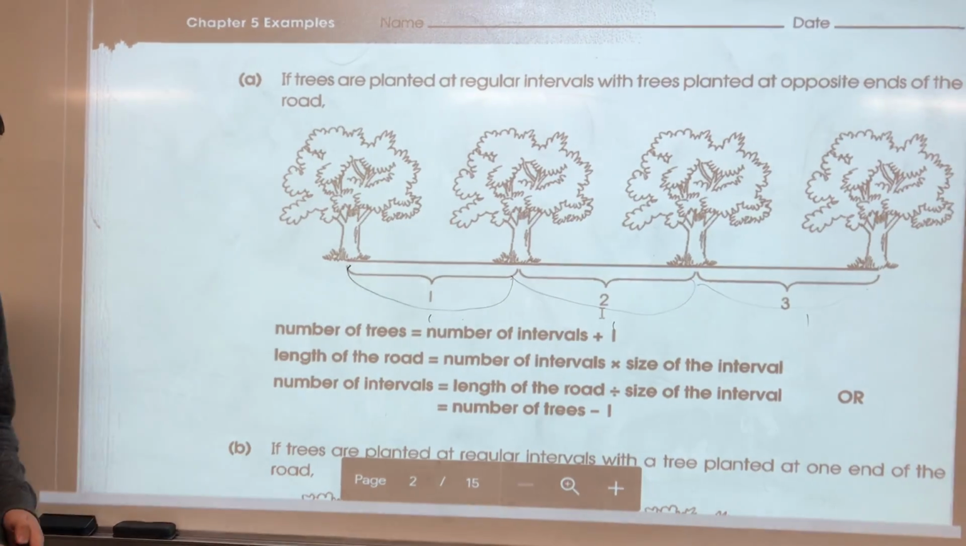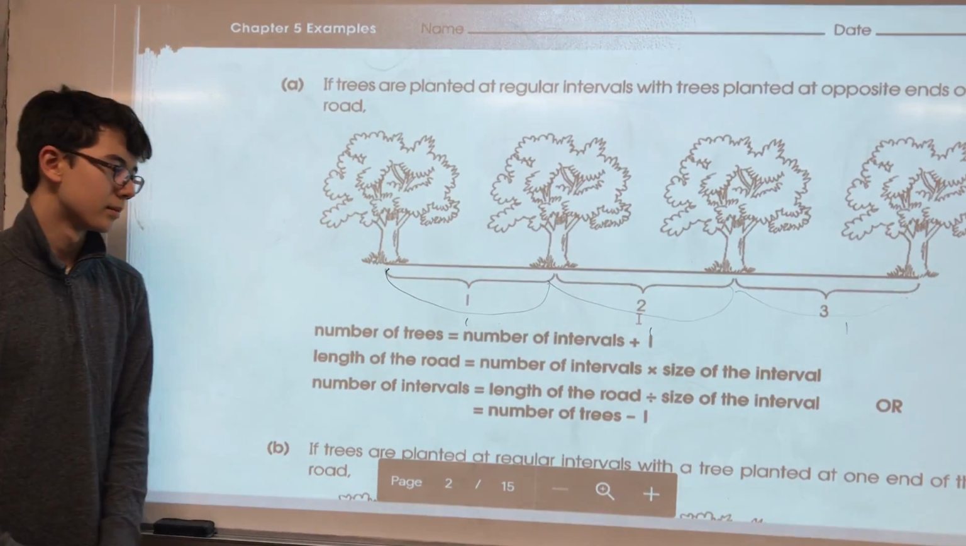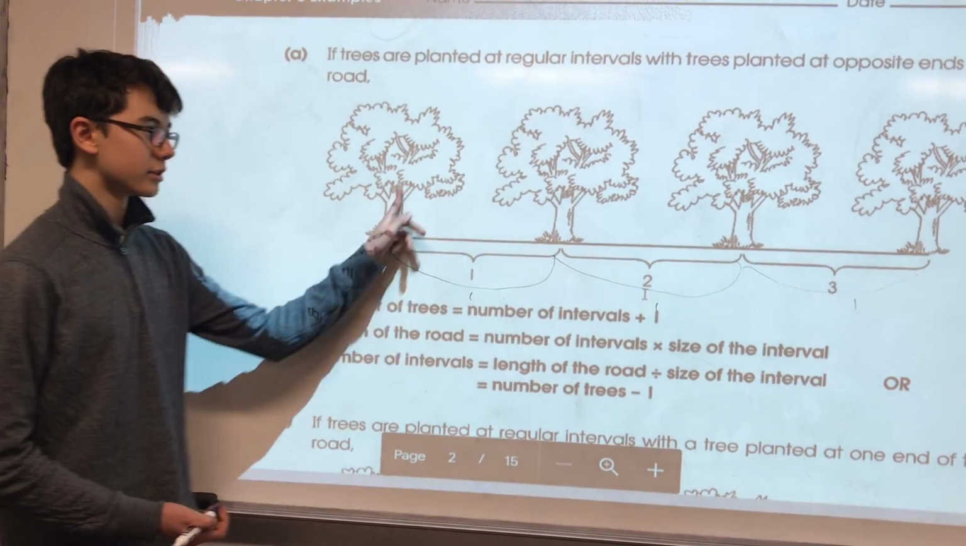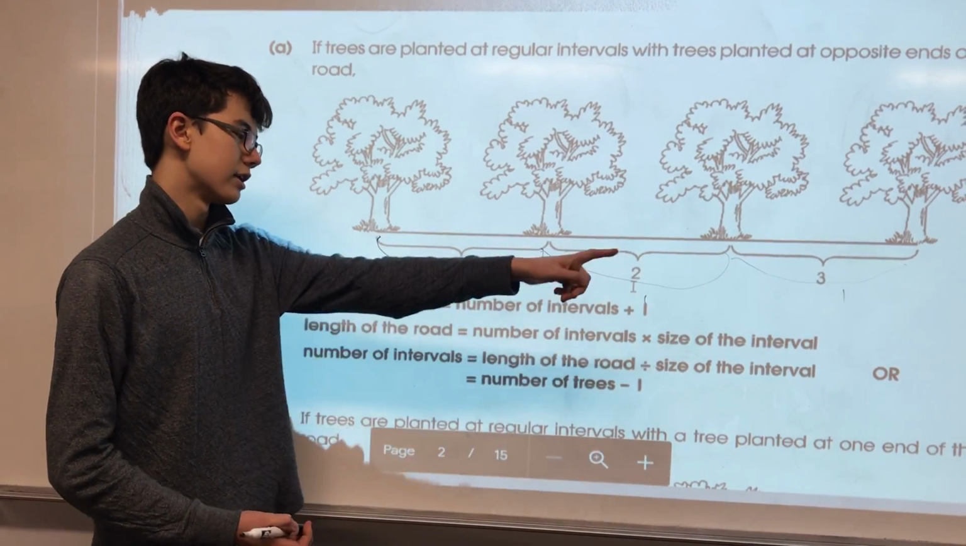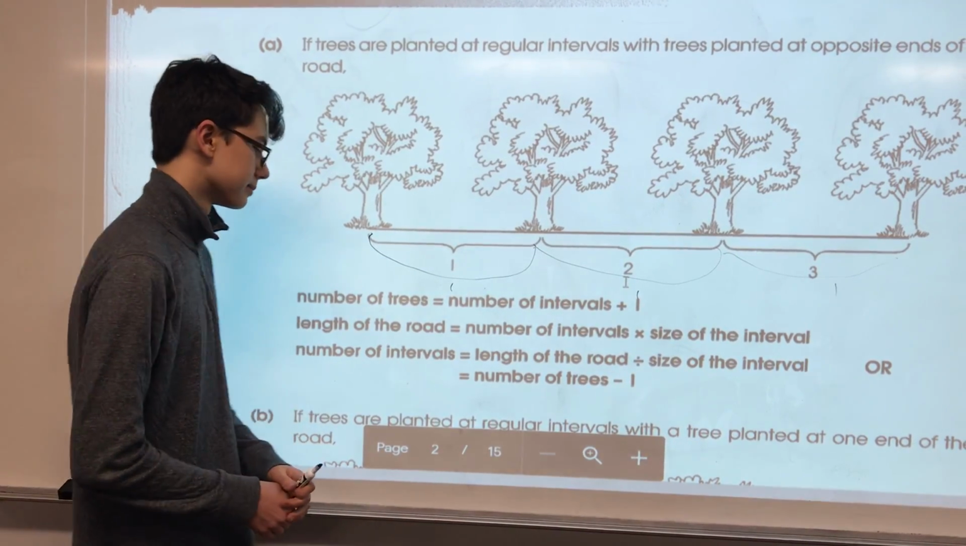And the number of intervals is the length of the road divided by the size of the interval, or the number of trees minus 1. So the number of intervals is 4 minus 1, or 3, divided by 3, because we have 3 intervals, which is 1.